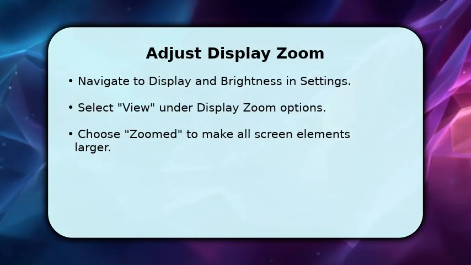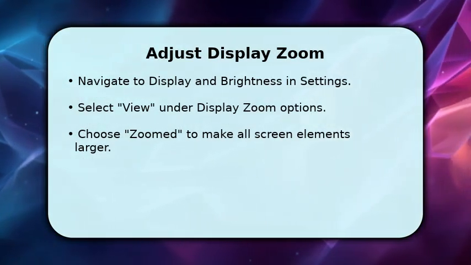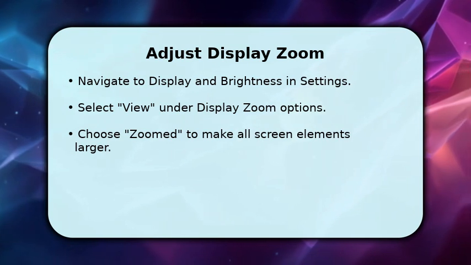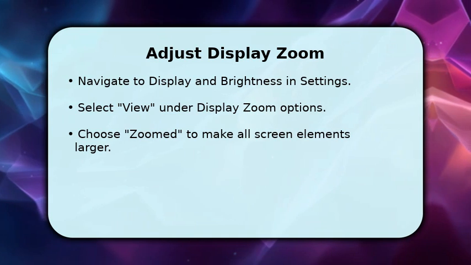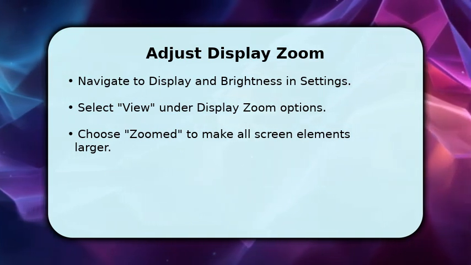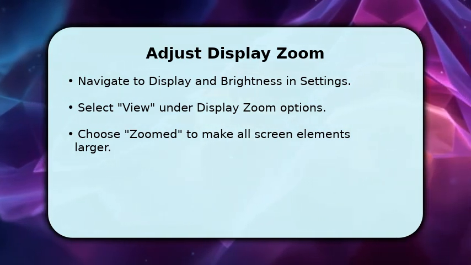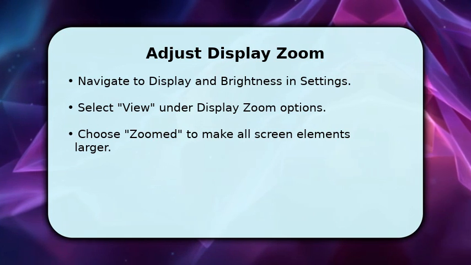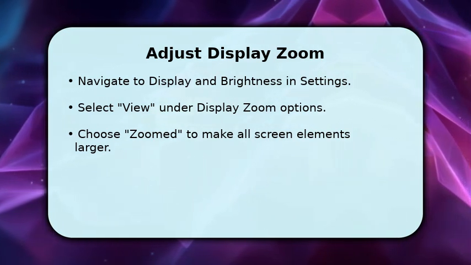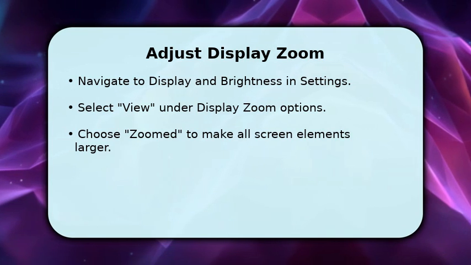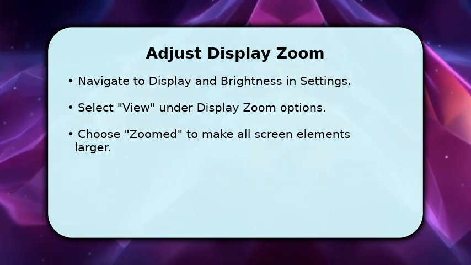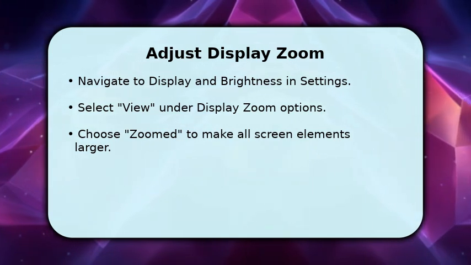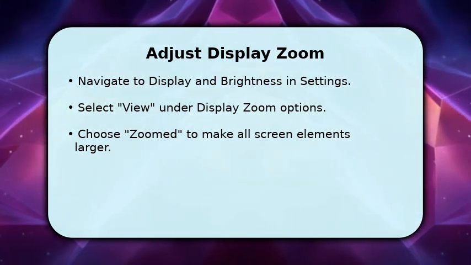Next, for more consistent change, you can adjust your iPhone's display zoom. Head into your settings, then tap on Display and Brightness. Scroll down to find the Display Zoom section and select View. Here, you'll have the option to choose Zoomed instead of Standard. This will make all elements on your screen, including the time in the status bar and on widgets, appear larger and more prominent, improving overall readability.